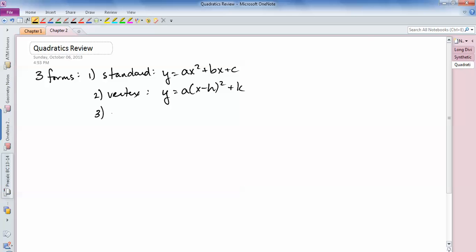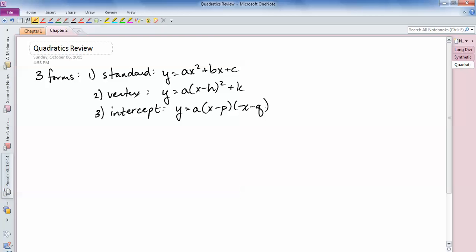And then we've got, what's the other one? Oh, intercept form. Intercept form is y equals a(x minus p)(x minus q), where p and q are your x-intercepts, if they exist anyway. So those are the three forms. We've used those a lot.